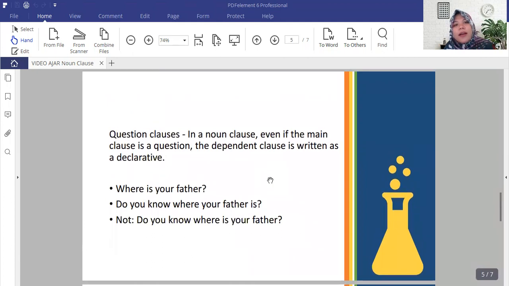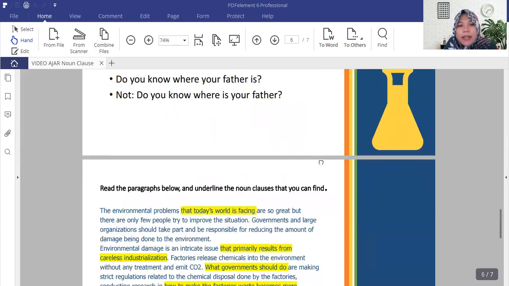And also, if it is a question in a noun clause, even if the main clause is a question, the dependent clause is written as a declarative. So do you know where your father is? Not, do you know where is your father? So you put "is" at the end of the sentence, instead of putting it like a question. So even if it is a question, the dependent clause is written as a declarative.